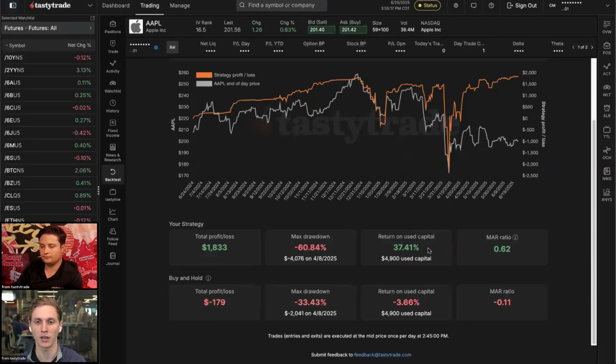Based on our profit here, which is 1,833 over the year, we were able to get about a 37% return on used capital, which is pretty decent, especially for just selling puts.